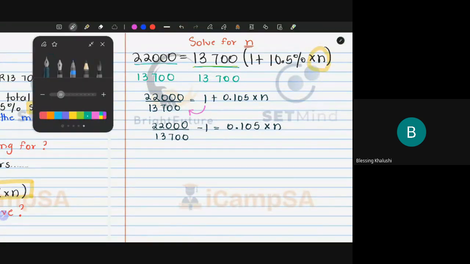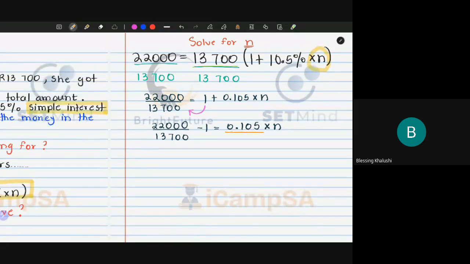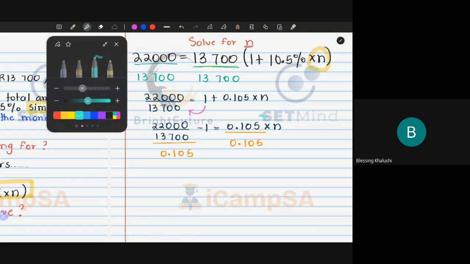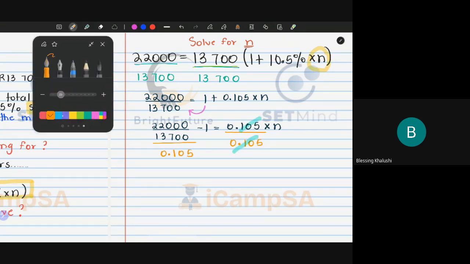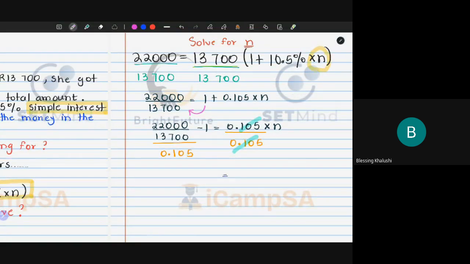So you're saying what we should do is divide. Because we're looking for n, not n times anything, we should divide by 0.105. And what we do on the left, we do on the right. So 0.105 on the right-hand side, and on the left-hand side, these cancel, and what we are left with becomes n.